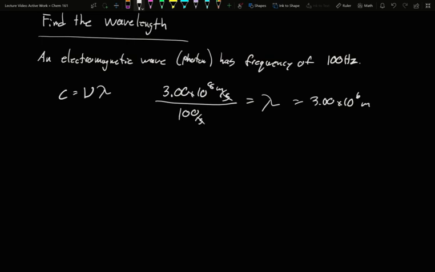This is a very big wave. So 3,000 kilometers between peaks. This is a very, very broad wavelength. Let's determine some from energy.